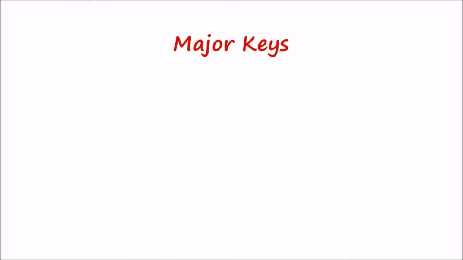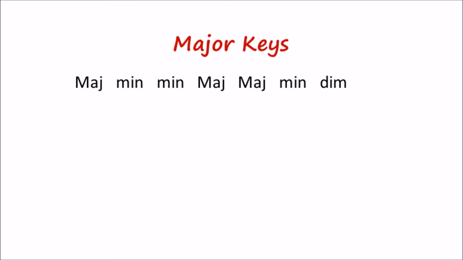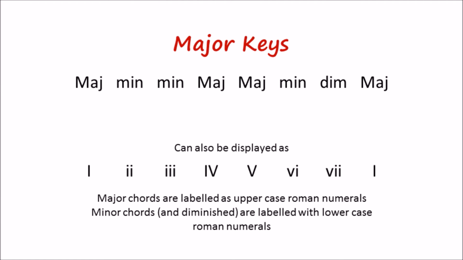Okay, so this sequence of chords that we've just determined will also carry across to other keys. In any major key, the sequence of chords will always be major, minor, minor, major, major, minor, diminished. Always, regardless of the root note of the key.